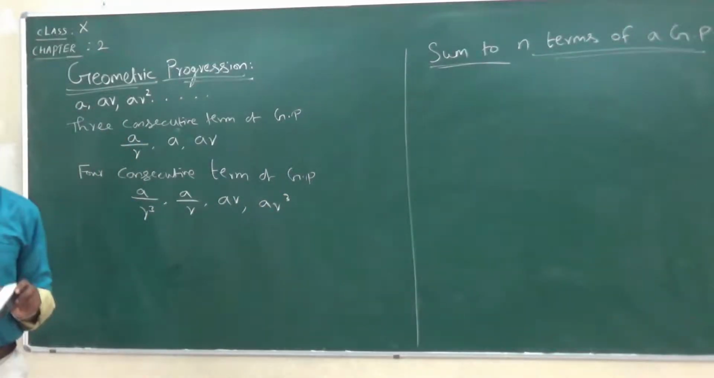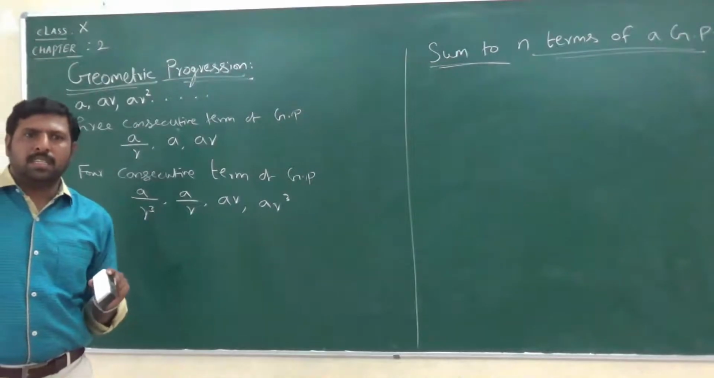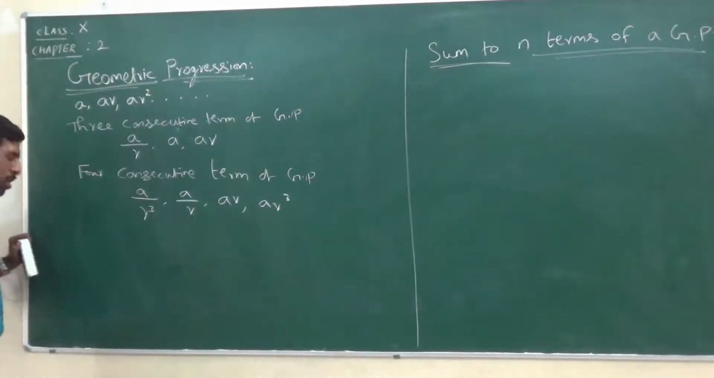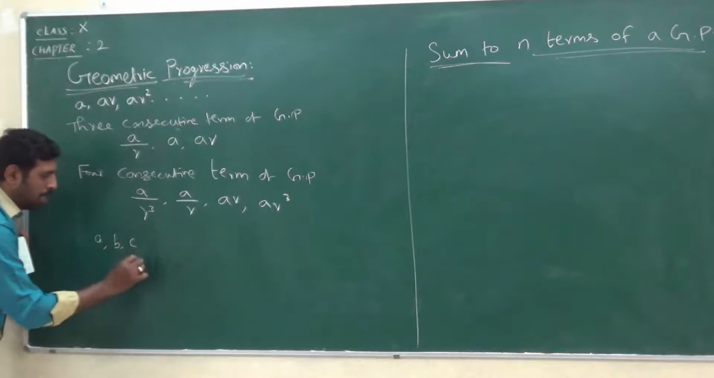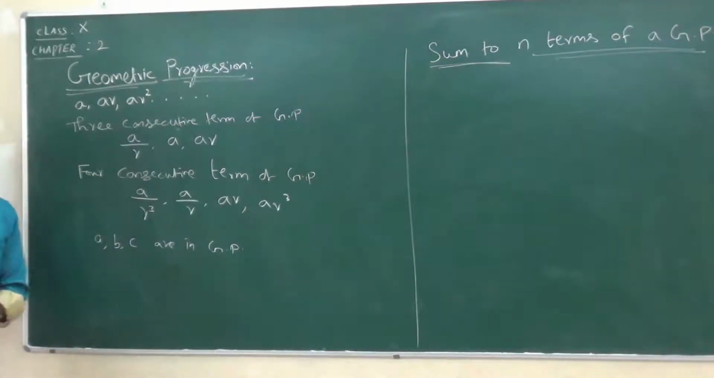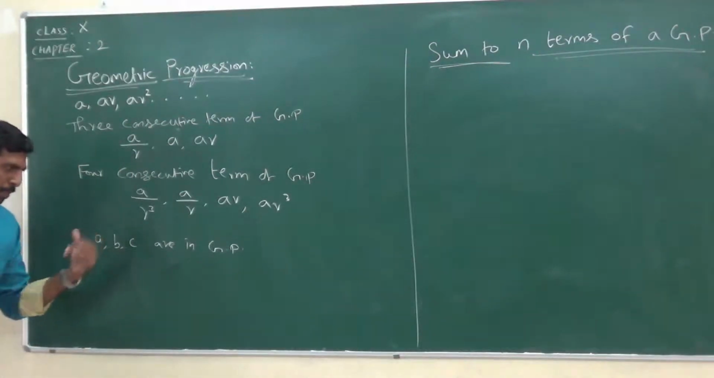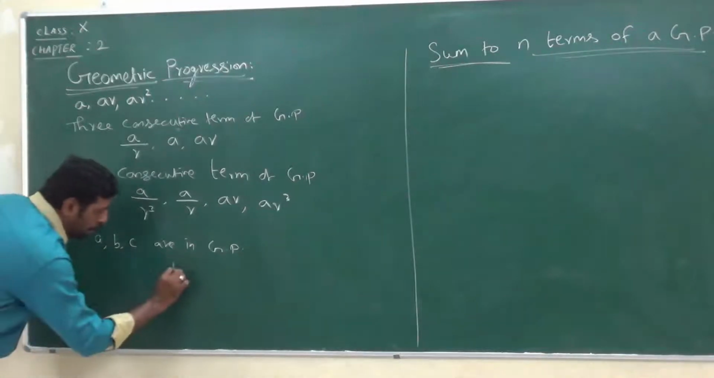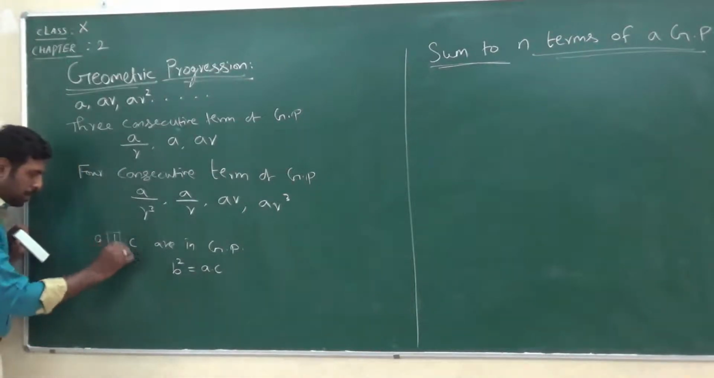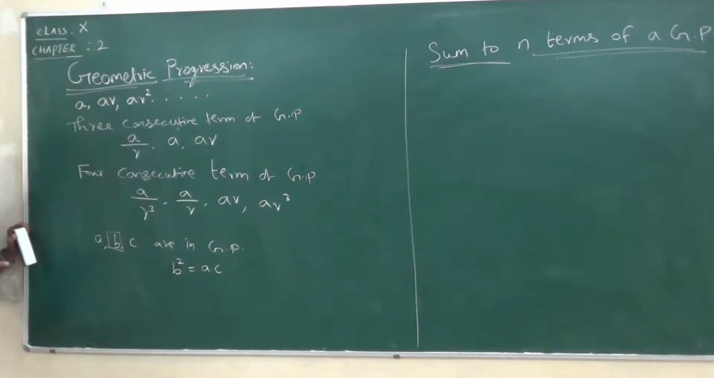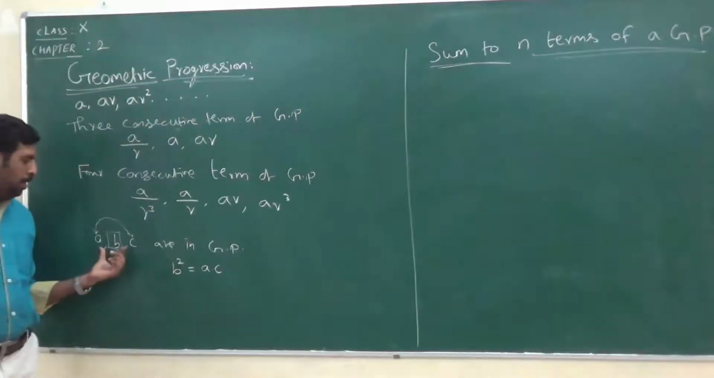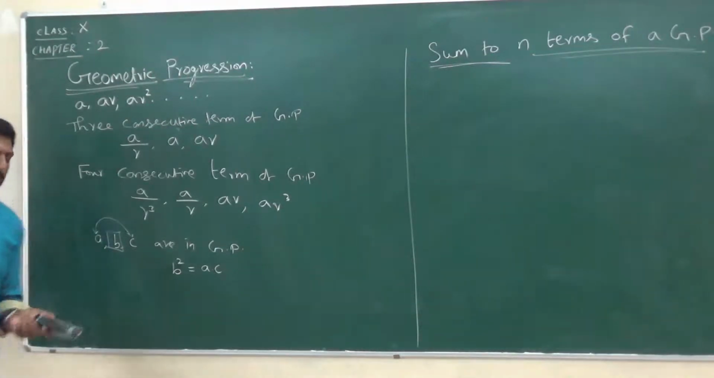And then we see the condition for three terms to be in GP. Let me take A, B, C in GP. If A, B, C are in GP, then we have the form B square is equal to A into C. The square of the middle term is equal to the product of the first and the third term.